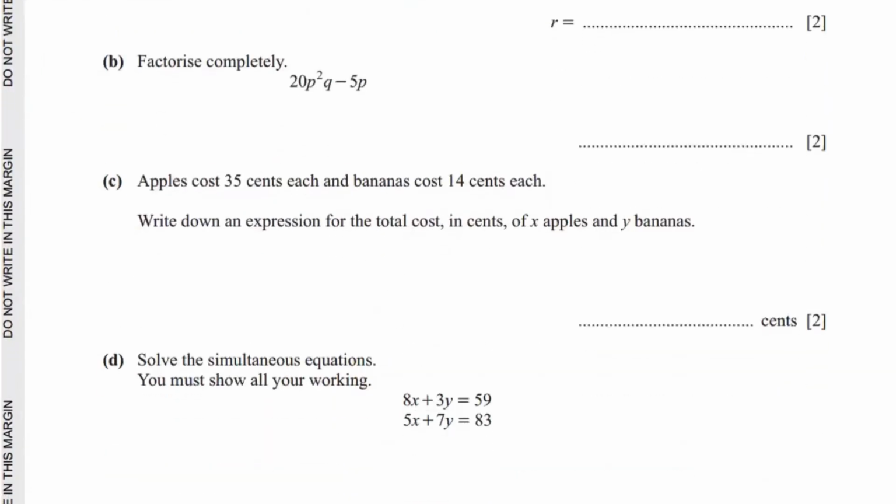Factorize completely. So we see whether there's a highest common factor between 20p squared q and 5p. As we can see, we have 5p common. So we'll have 5p(4pq minus 1) inside the bracket. We can't factorize this further, so this is our final answer.